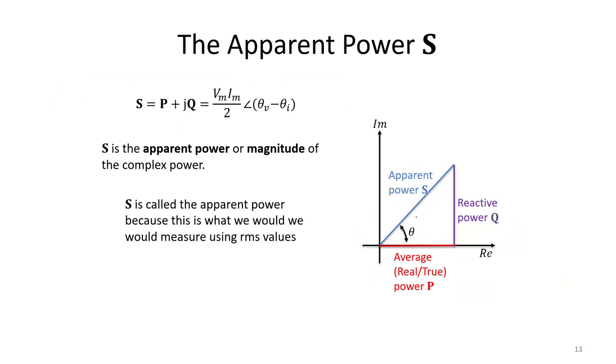So first is our apparent power. And that's our magnitude of the complex power. And we call it the apparent power because this is a value we would actually measure if we were using RMS and an AC power meter. That's why we call it apparent. This is the value that we see.